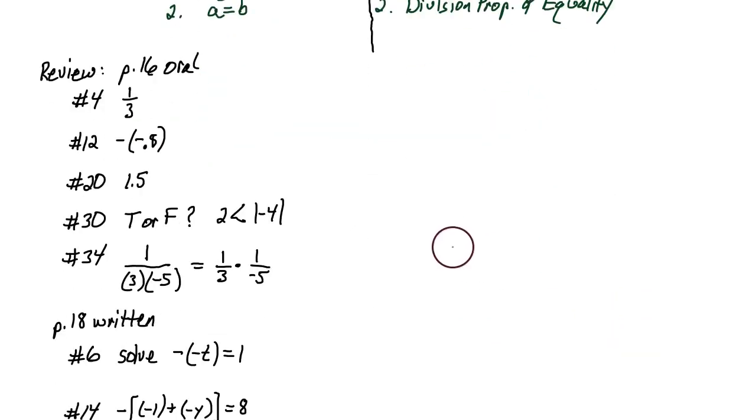Now for some review. Page 16, the oral exercises. We're asked for the additive inverse of this number. That's the number, but with the opposite sign, so negative 1/3. Then we're asked for the absolute value. That is always the positive version of whatever is inside the bars, so positive 1/3.